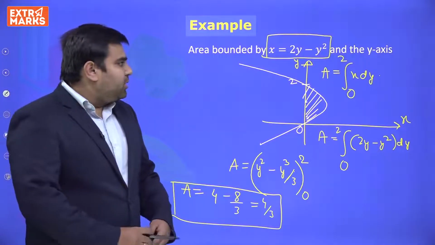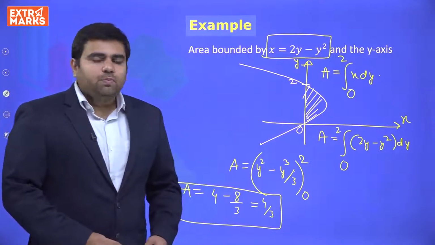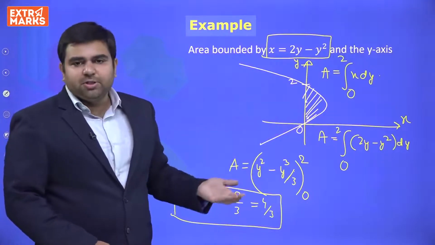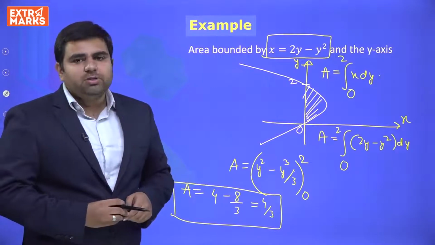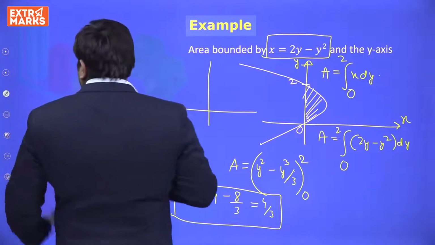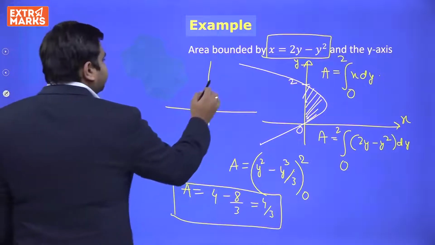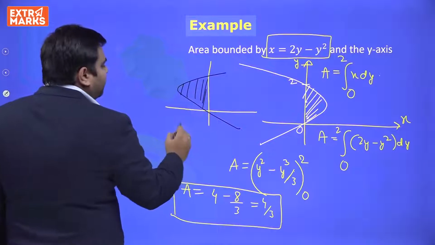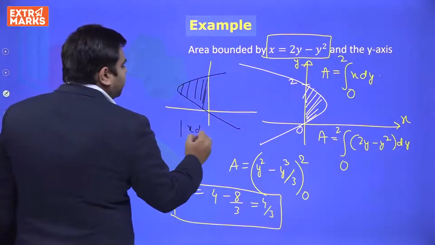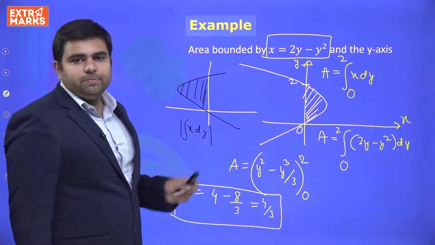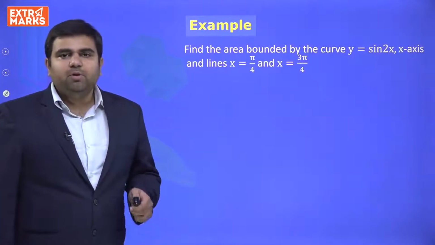Now, as I mentioned in this problem, if the portion of the curve would have been towards the left side of the y-axis, then again we would have applied modulus. Like if this curve would have been like this, then we would have applied modulus over here. Right? So let's move ahead.